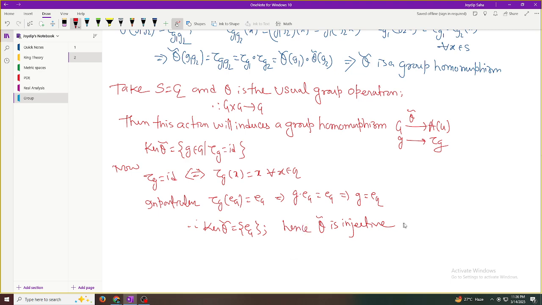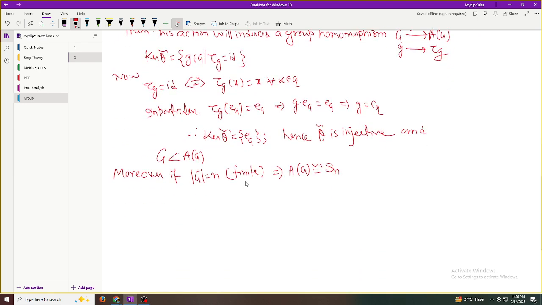So theta tilde is injective and G is a subgroup of A_G. Moreover, if the cardinality of G is n, finite, this implies A_G is isomorphic to S_n, actually equals S_n, and G is isomorphic to a subgroup of S_n. So this is called Cayley's theorem.